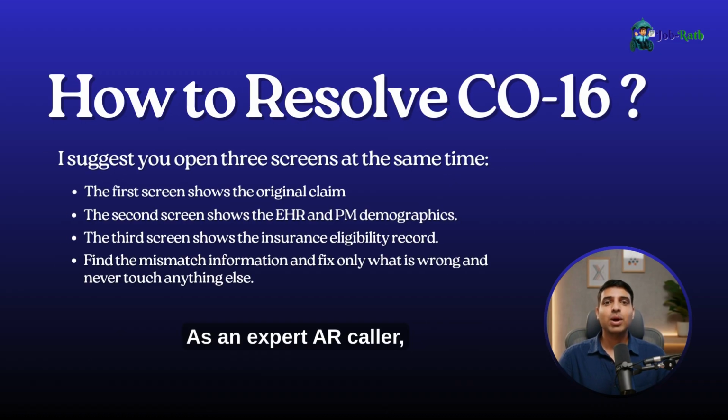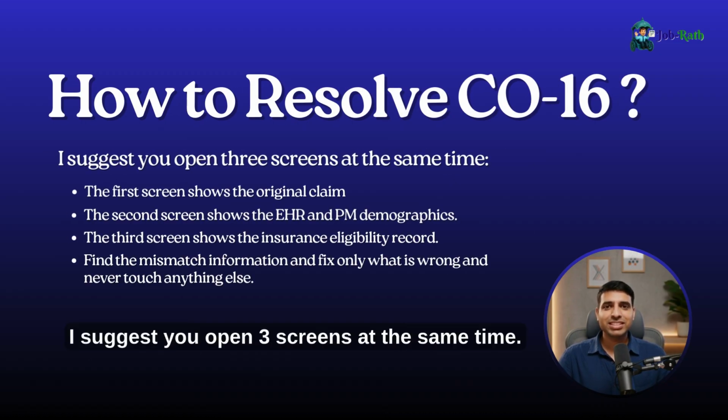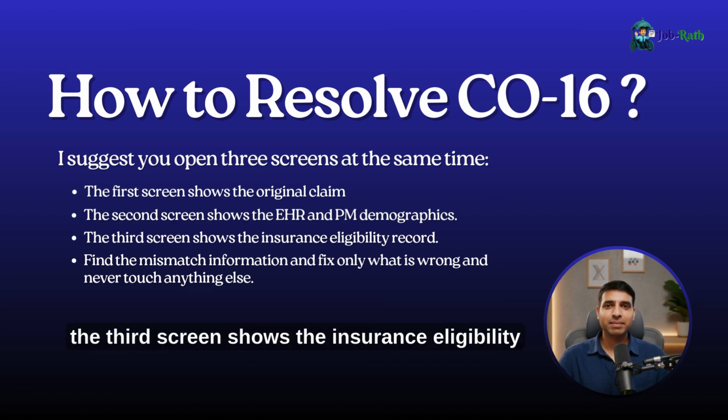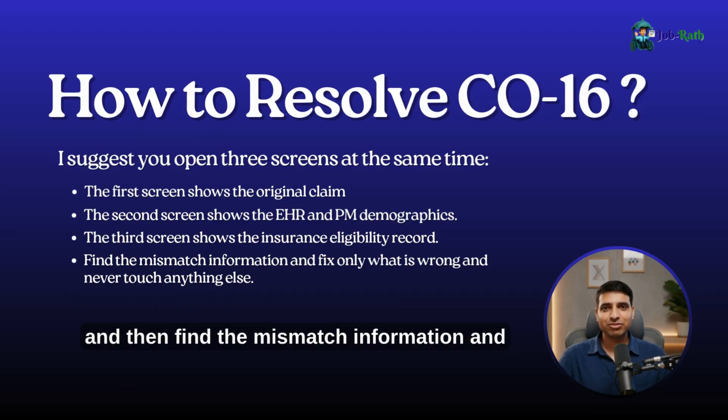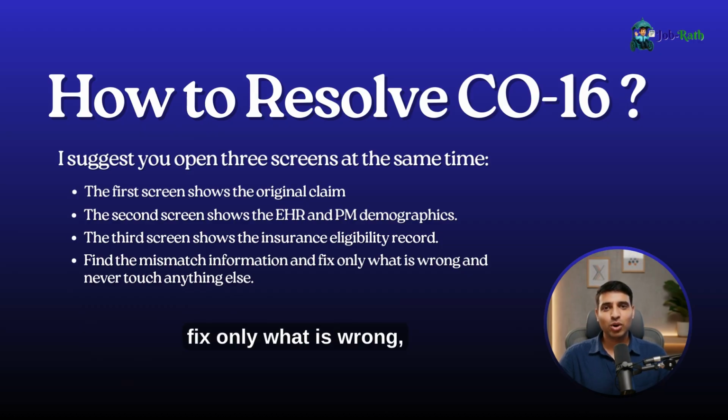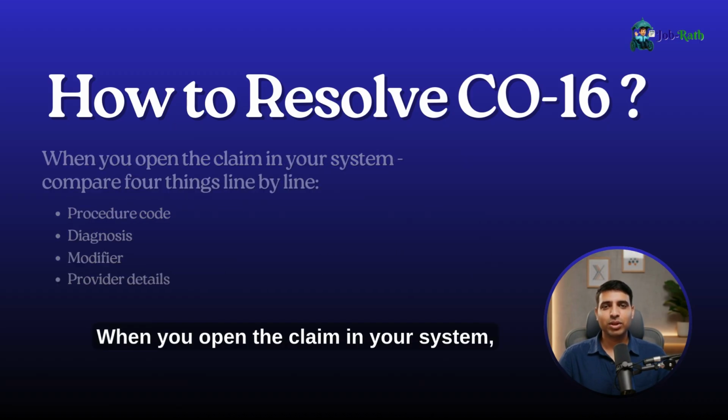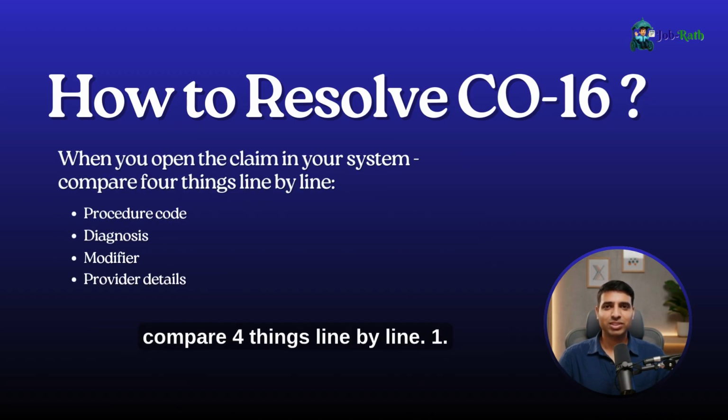As an expert AR caller, I suggest you open 3 screens at the same time. The first screen shows the original claim. The second screen shows the EHR and PM demographics. The third screen shows the insurance eligibility record. And then find the mismatch information and fix only what is wrong, and never touch anything else. When you open the claim in your system, compare 4 things line by line. 1. Procedure code. 2. Diagnosis. 3. Modifier. 4. And provider details. Because mostly CO-16 denial issues exist right here.